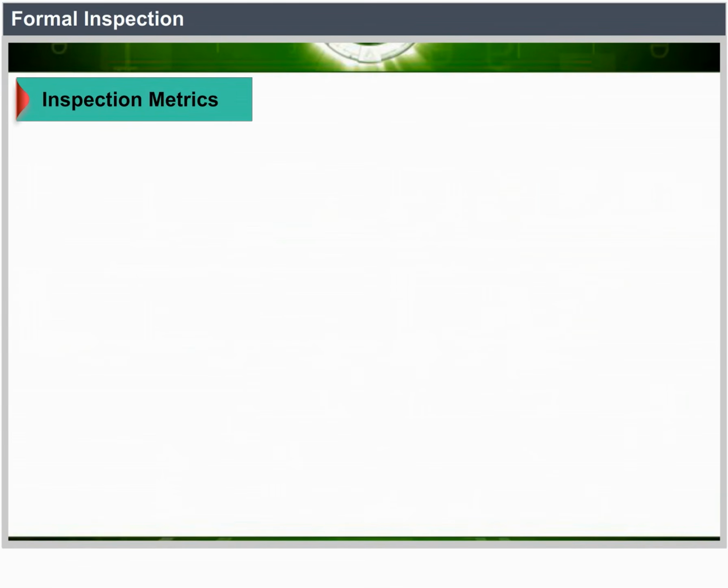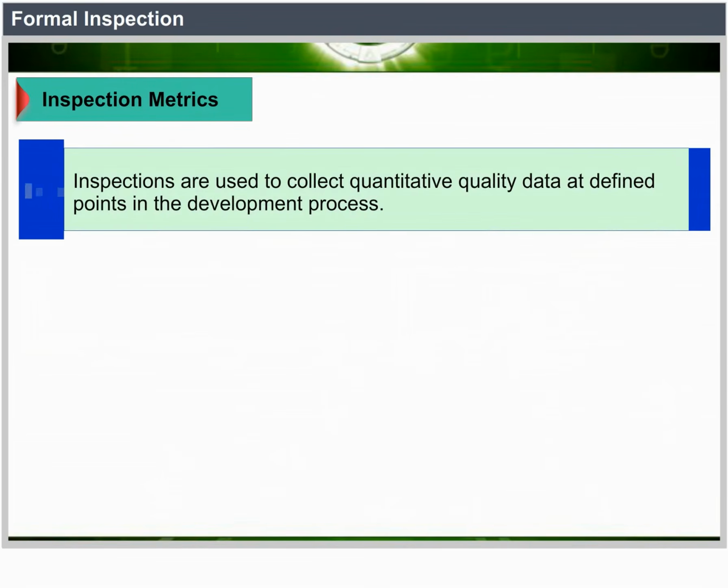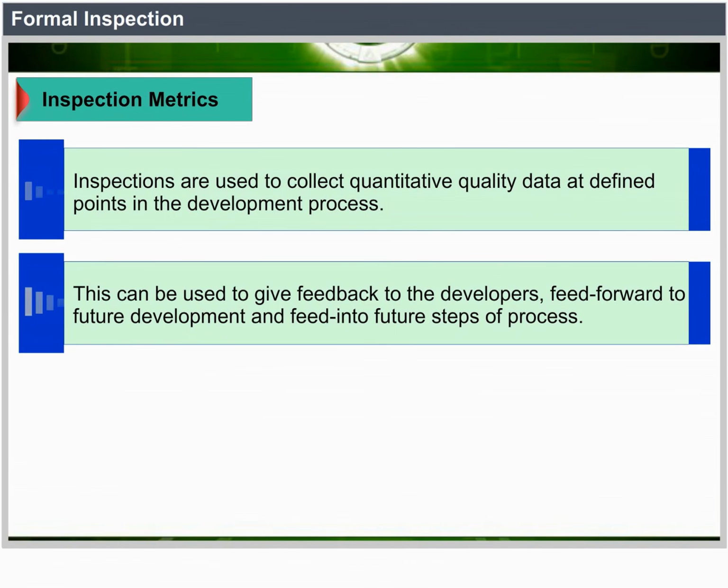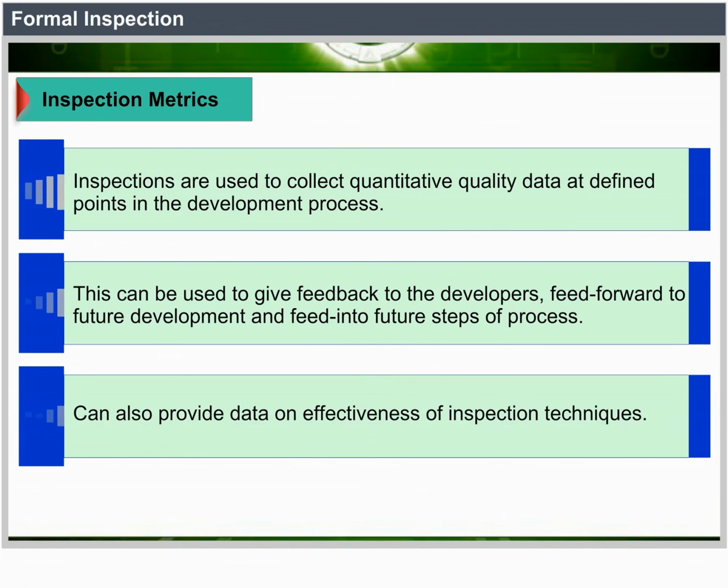Inspection metrics. Inspections are used to collect quantitative quality data at defined points in the development process. This can be used to give feedback to the developers, feed forward to future development, and feed into future steps of the process. It can also provide data on the effectiveness of inspection techniques.